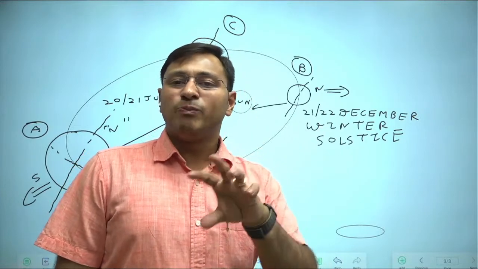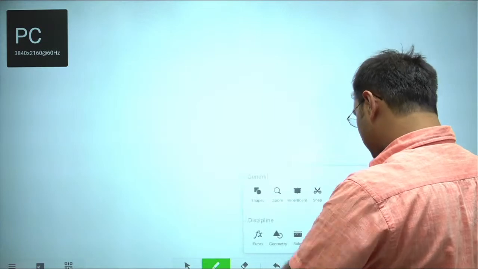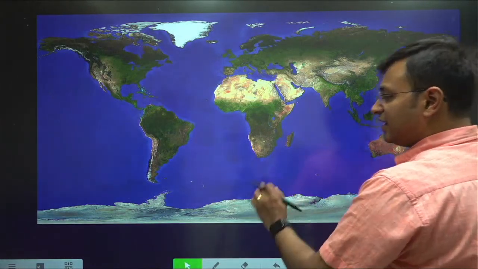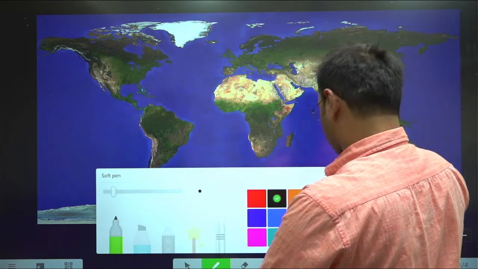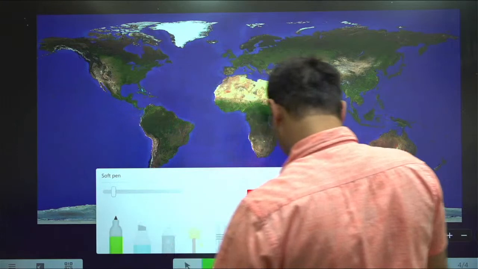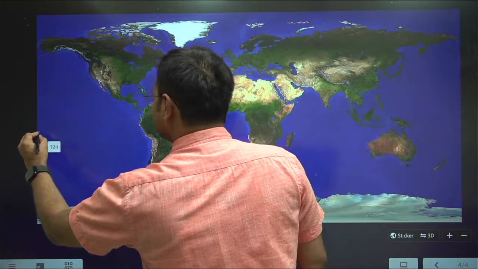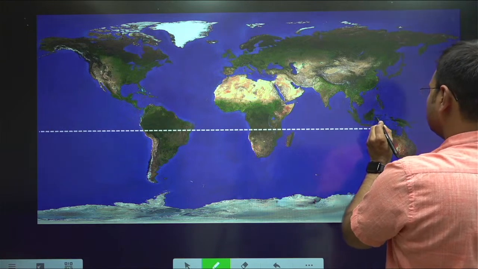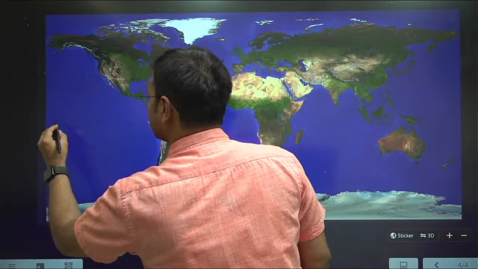If I paint the picture in front of you of the Earth per se, I'm just switching my view. We will be discussing a little bit of Earth now. If I open up the 3D representation of Earth, and I draw the equator on Earth, this is how the equator passes through Earth, approximately. I'm redrawing it so that you have a working understanding.